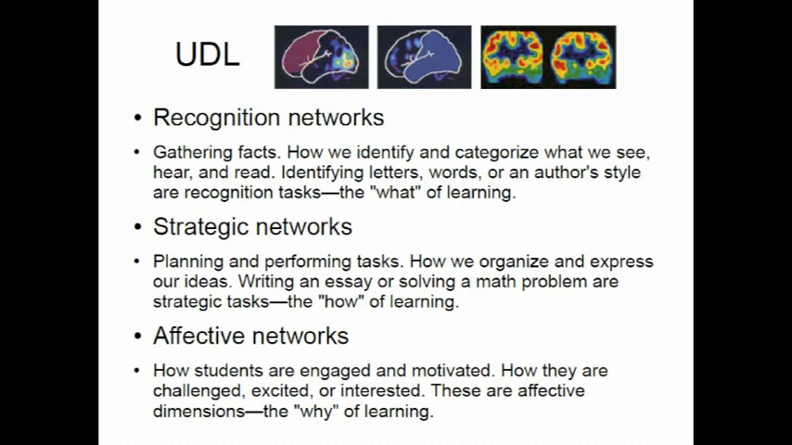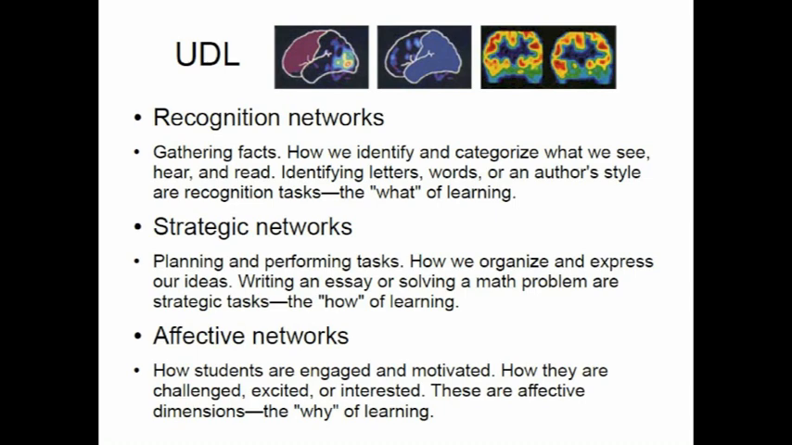One is called recognition networks. It makes sense. It's how we actually see the world and how we gather information. It could be anything from simply identifying letters and words to recognizing other sorts of patterns that we see in the world, so that our brains do that. And it goes pretty much without saying that experience, background, the development of schema has a lot to do with this. So the next network that they talk about is called strategic networks, and it involves planning and performing tasks.